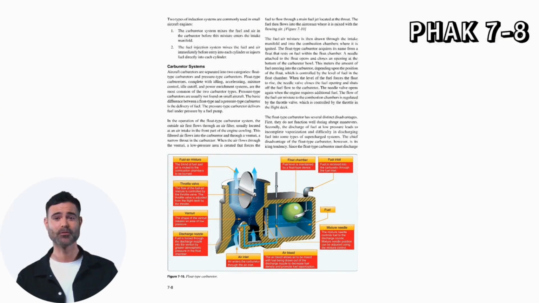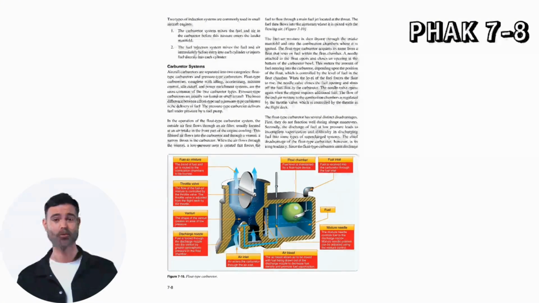In the operation of the float-type carburetor system, the outside air first flows through an air filter, usually located at an air intake in the front part of the engine cowling. This filtered air flows into the carburetor and through a venturi, a narrow throat in the carburetor. When the air flows through the venturi, a low-pressure area is created that forces the fuel to flow through a main fuel jet located at the throat. The fuel then flows into the airstream, where it is mixed with the flowing air. The fuel-air mixture is then drawn through the intake manifold and into the combustion chambers, where it is ignited.